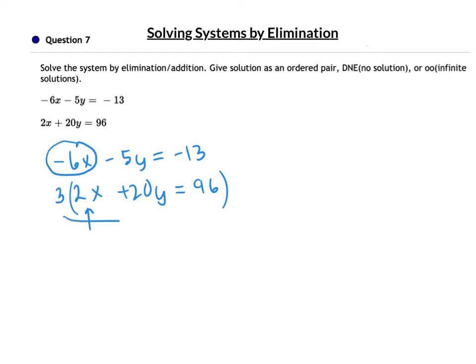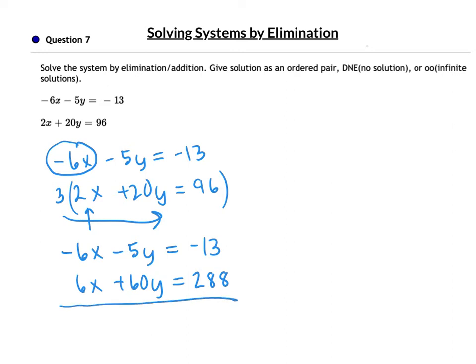So I'm going to multiply this whole equation by 3. I'll rewrite the top. Negative 6x minus 5y equals negative 13. And the bottom equation, I'll multiply everything by 3. 3 times 2x is 6x. 3 times 20y is 60y. And 3 times 96 is 288.